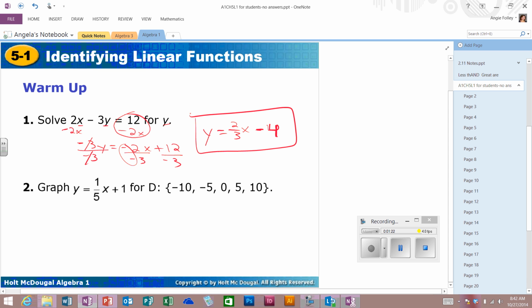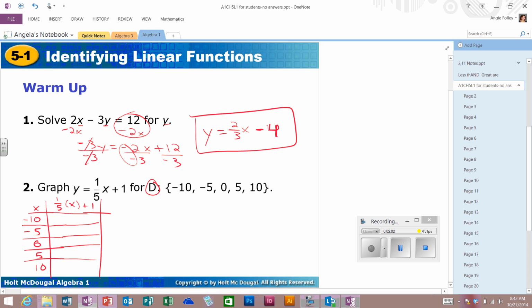Okay? For part 2, they want us to graph this equation, y equals 1/5 x plus 1, for the domain of negative 10, negative 5, 0, 5, and 10. Now the domain are just the x values. So I'm going to make a little chart with all my x values. My x values are negative 10, negative 5, 0, 5, and 10. And then I'm going to use this little part to plug in to the equation part. So times x plus 1.